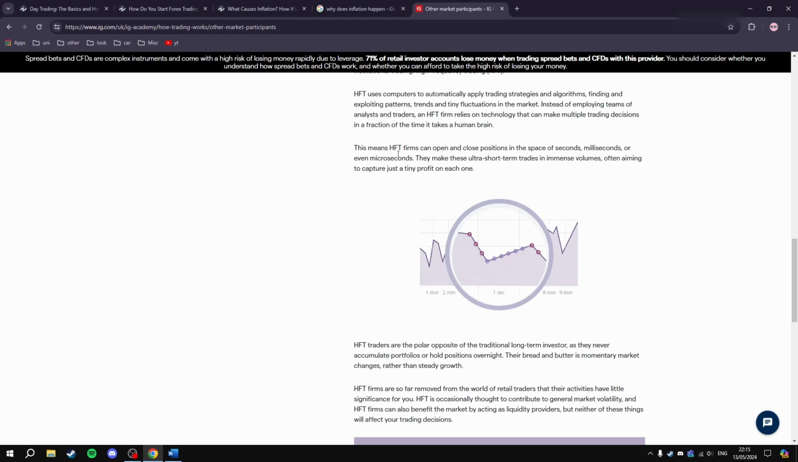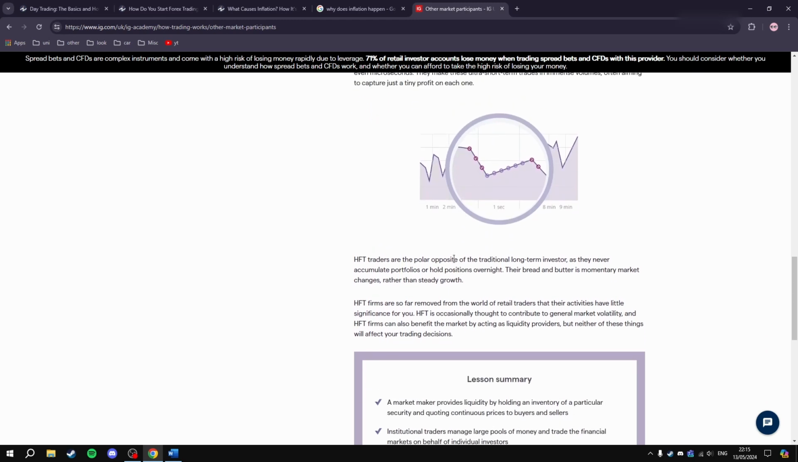This means high-frequency trading firms can open and close positions in a space of seconds, milliseconds, or even microseconds. They can make these ultra-short-term trades in immense volumes, often aiming to capture just a tiny profit on each one. High-frequency traders are the polar opposites of the traditional long-term investor, as they never accumulate portfolios or hold positions overnight. Their bread and butter is momentary market changes rather than steady growth.